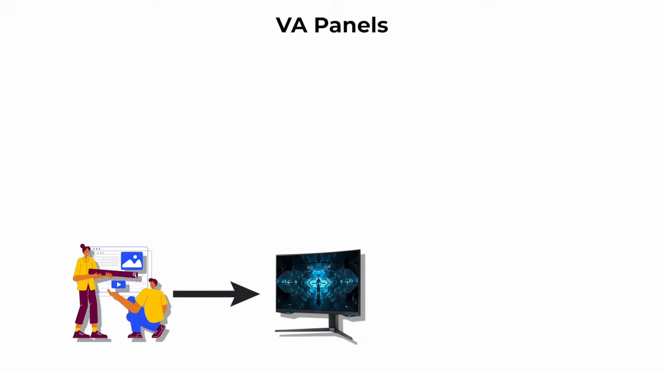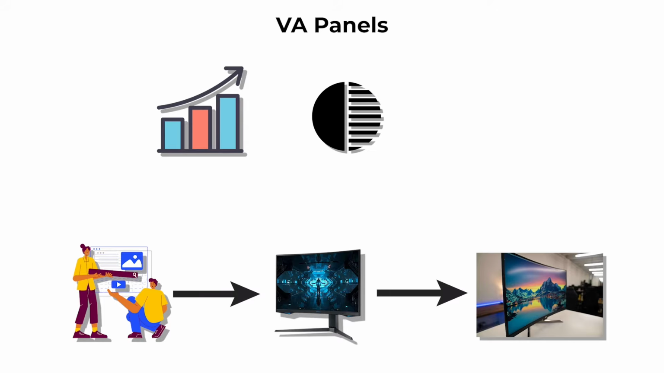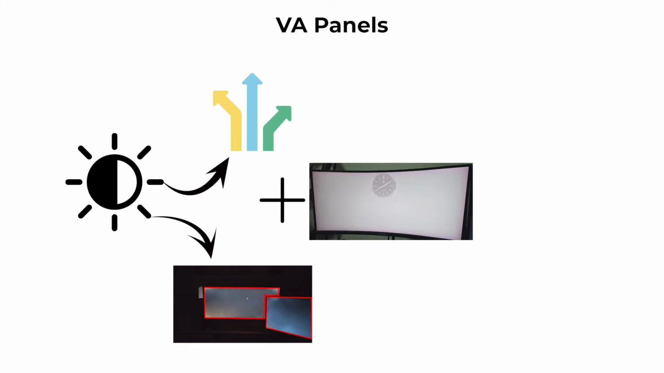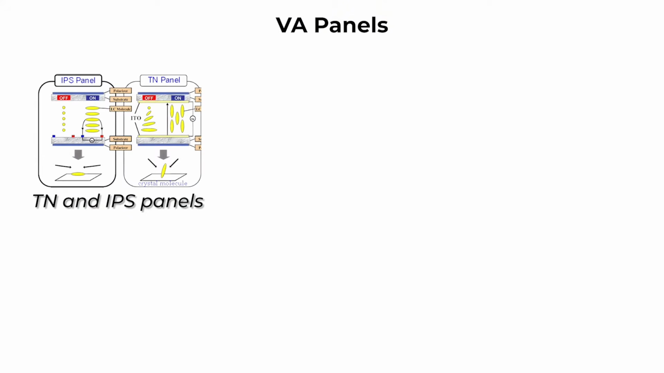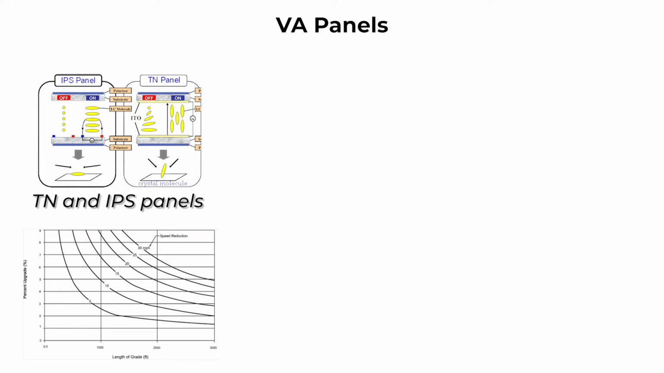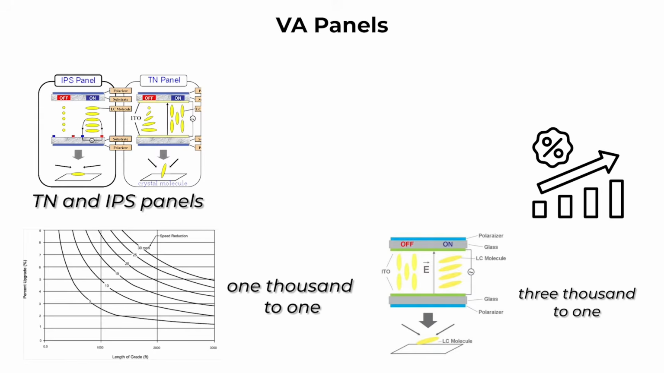This design gives VA panels one of their biggest advantages: very high native contrast ratios. Contrast ratio describes the difference between the darkest black and the brightest white the monitor can display. TN and IPS panels often have contrast ratios around 1,000 to 1. VA panels commonly reach 3,000 to 1 or higher.